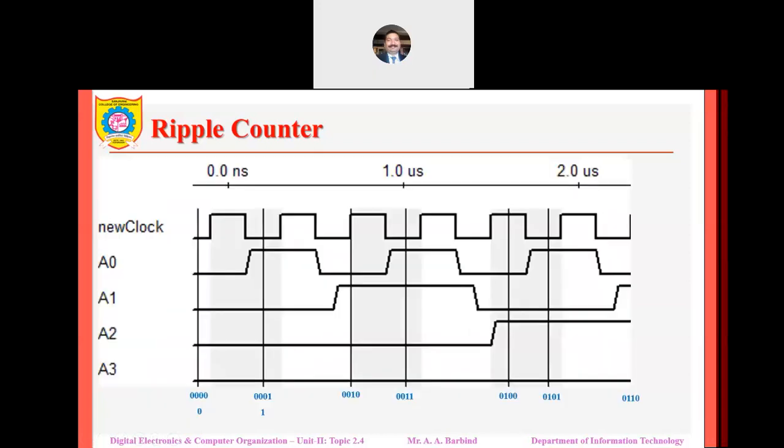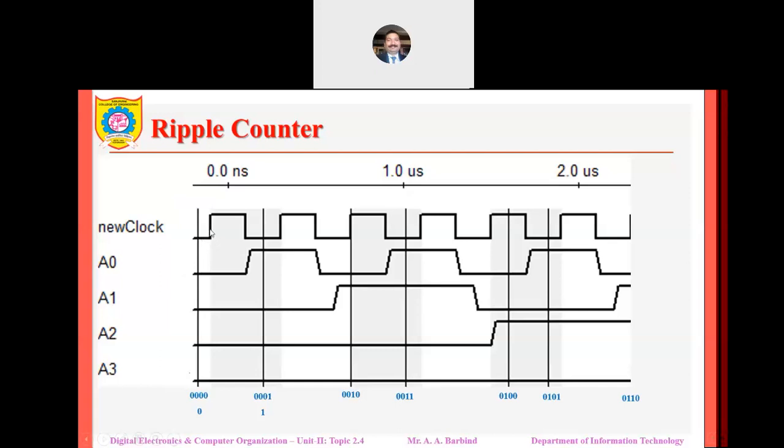In the beginning, the assumption is that all the flip-flops are reset. The A0 output, which is the output of the first flip-flop, is 0. A1, the output of the second flip-flop, is also 0. A2, the output of the third flip-flop, is 0, as well as the output of the fourth flip-flop, A3. So all the flip-flops in the beginning are reset. Then after some time, what happens?